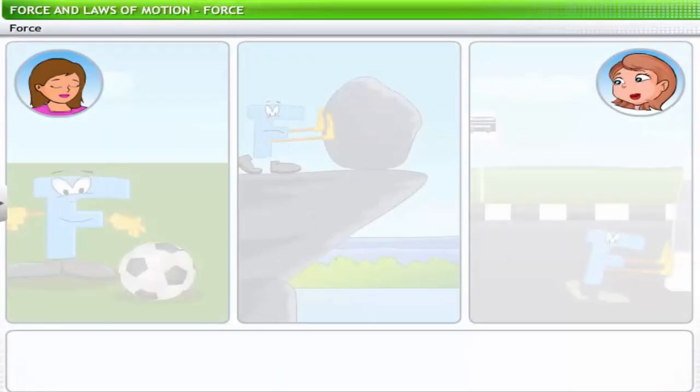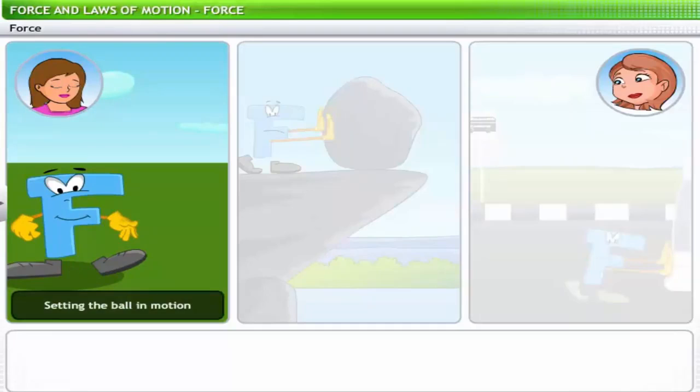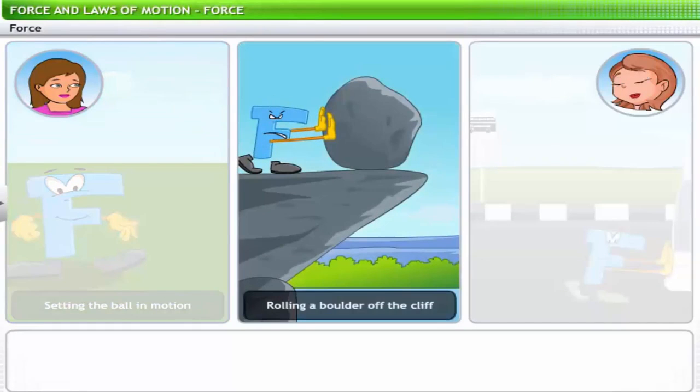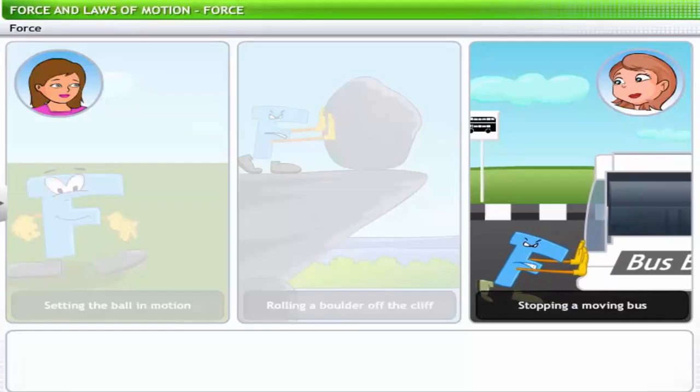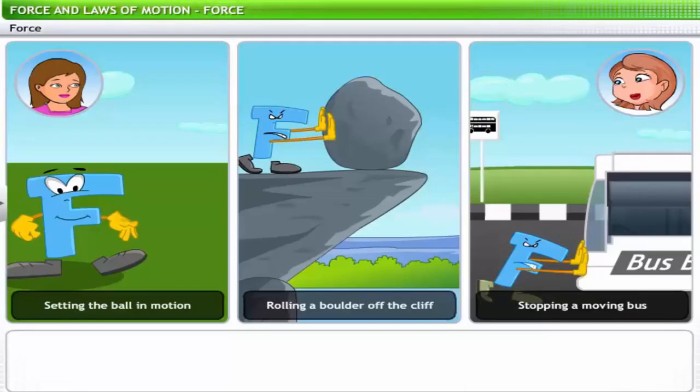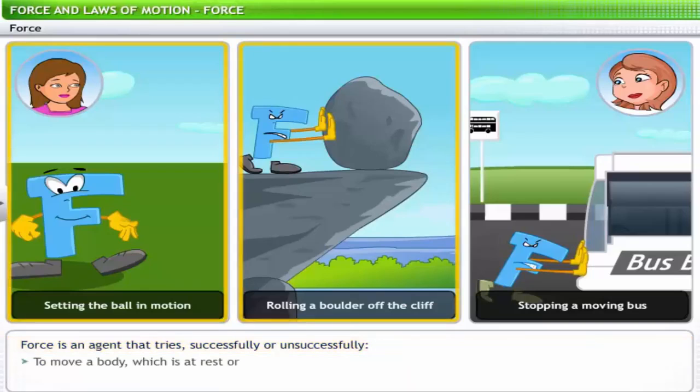What do you think these people are trying to do? They're trying to perform some tasks requiring force. That's right. As you can see, the first task involves force in kicking a ball and setting it in motion. The second requires force to roll a boulder off the cliff. In the third, force is being applied to try and stop a moving bus. Thus, if we use these examples to define force, force is an agent that tries, successfully or unsuccessfully, to move a body which is at rest or to stop a moving body.